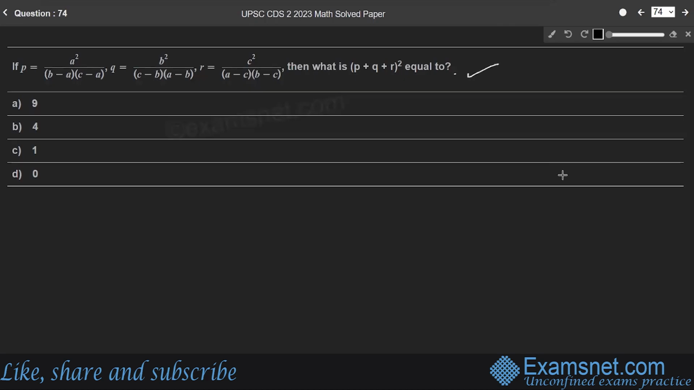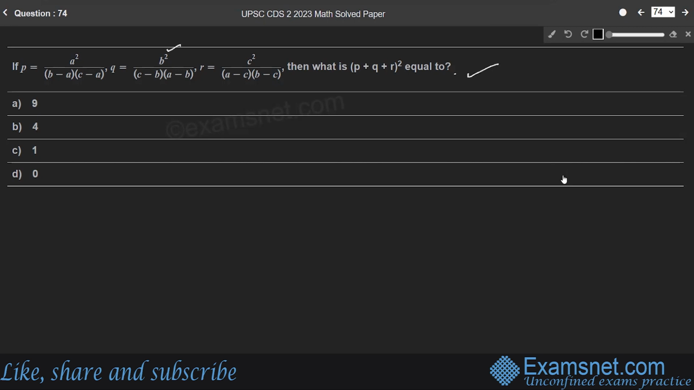Question 74. If P is equal to a square by (b minus a) into (c minus a), Q is equal to b square by (c minus b) into (a minus b), and R is equal to c square by (a minus c) into (b minus c), what is the value of (P plus Q plus R) the whole square?